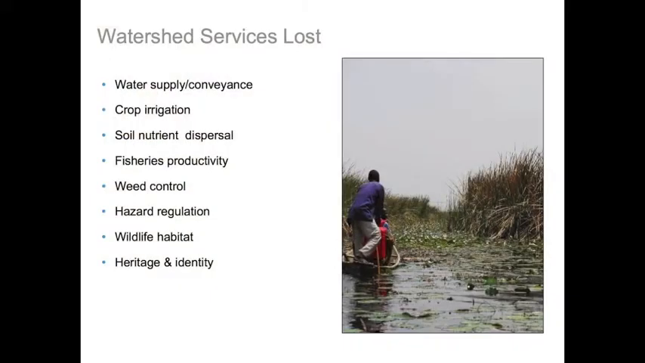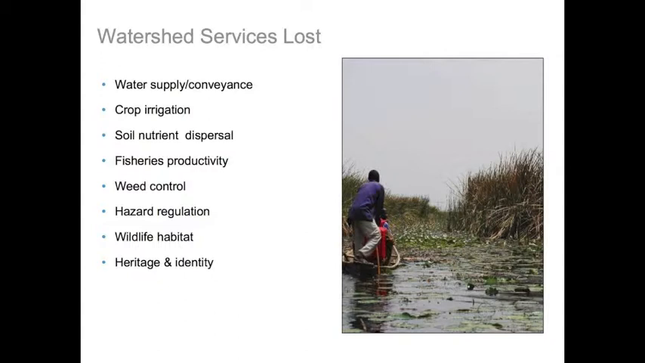Okay, so going back to the idea of watershed services, in terms of the watershed services that in the Komadugu-Yobe had been lost over the 60s, 70s, 80s, the idea of the river as a conveyance system for water was lost as the watercourse itself was degraded. The availability of water for irrigation downstream through flood recession irrigation was lost because the dams stopped the natural cycle of flooding, and therefore the dispersal of nutrients and sediments through the basin was degraded.